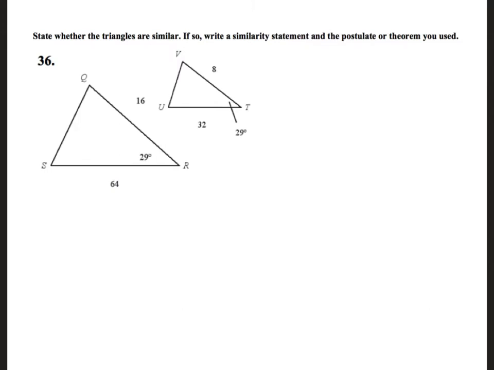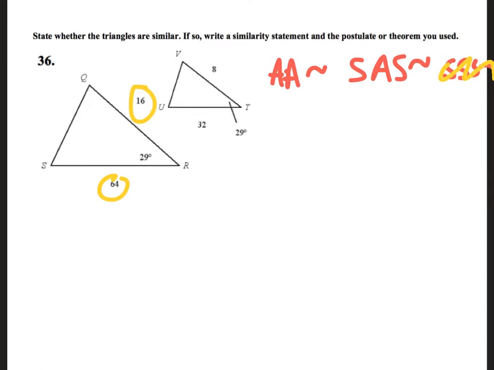36 says we're doing the same thing. State whether triangles are similar. If so, write a similarity statement and the postulate or theorem you use. Again, we're looking for angle-angle similarity, side angle side similarity, or side side side similarity. Again, right off the bat, I notice I have two sides, but I don't have a third, so I'm going to throw out side side side. I also noticed that I have one angle, but I don't have two, so angle-angle is also going to be out because I can't infer any of those things.